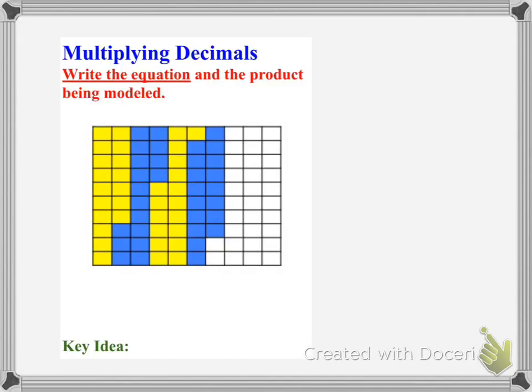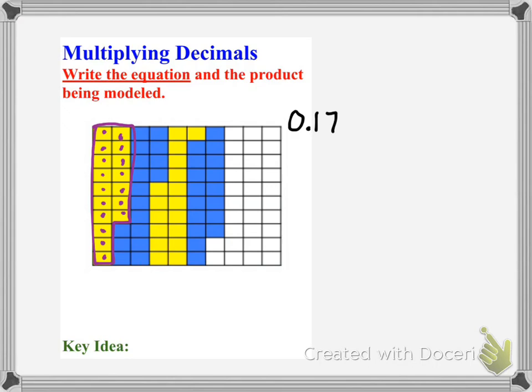Next, we have this problem, multiplying decimals with a model, and we want to write an equation and the product being modeled. So the first thing that I see is that I have 10 right here, 10 little squares, and then I have 7 more. So that's a total of 17 hundredths. That's each little square is a hundredth. So I will write that like this.